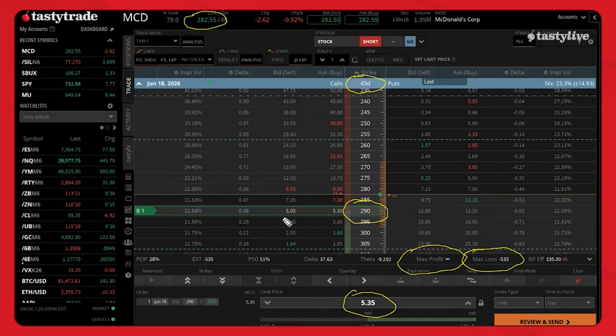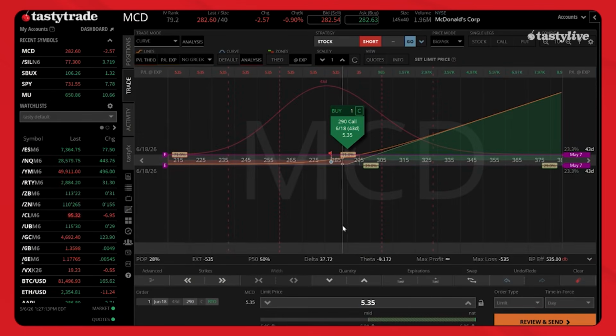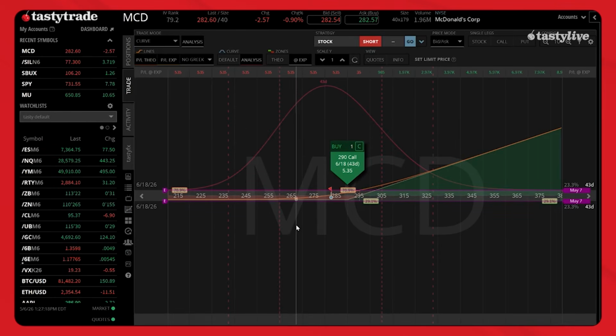And so if McDonald's goes to 290, 300, 350, 400, or 450, those are all great for me, and that's just going to lead to more and more profits on this position. If I keep this trade up but move from the table view to the curve view, you're going to get a nice visual representation of what the P&L diagram looks like for a long call. I'll just minimize this so we have a bit more room on the screen.